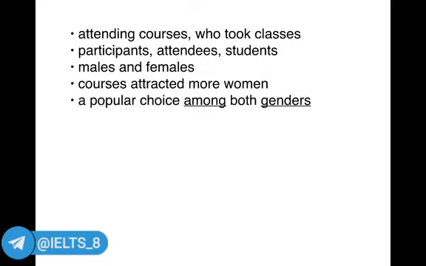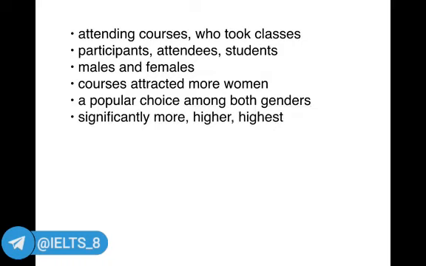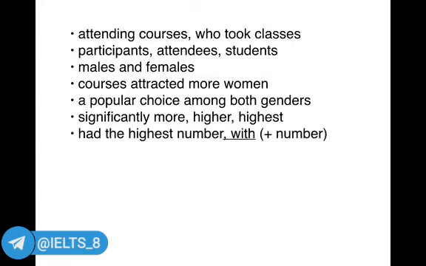A popular choice among both genders. Instead of men and women or males and females, both genders is a good phrase. And a popular choice among them. Significantly more, higher, highest, typical comparing language. Had the highest number, comma, with. What I was saying in those two paragraphs about adding the number on the end of a sentence using comma with. I did that a few times.